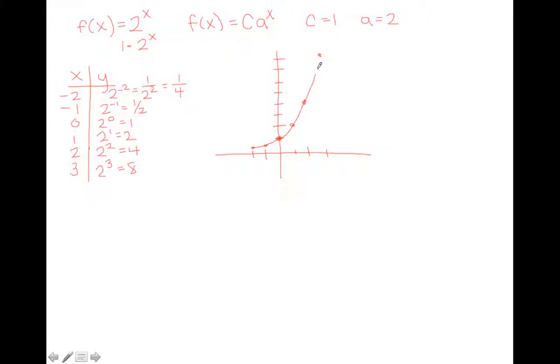All right, so if I connect these, this will have an arrow because I could plug in larger x values. This will also have an arrow because I could continue to plug in smaller x values.